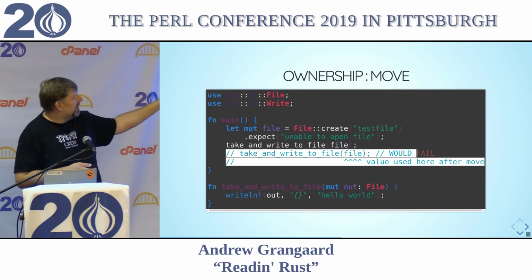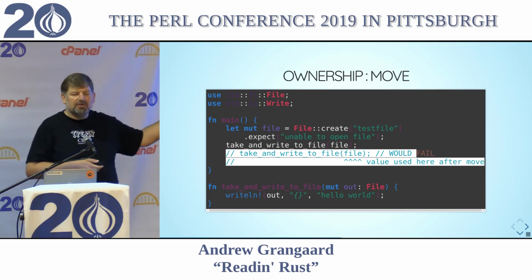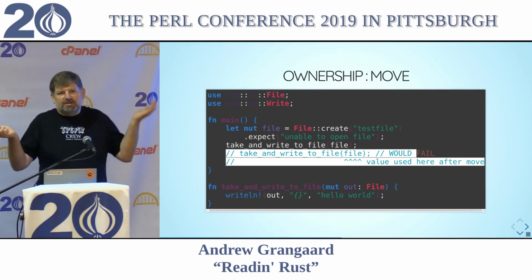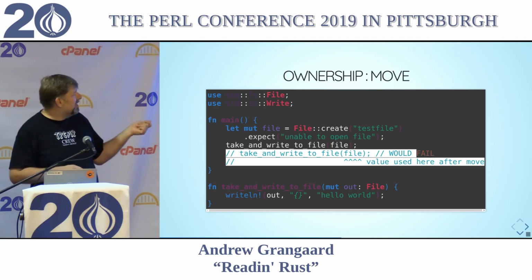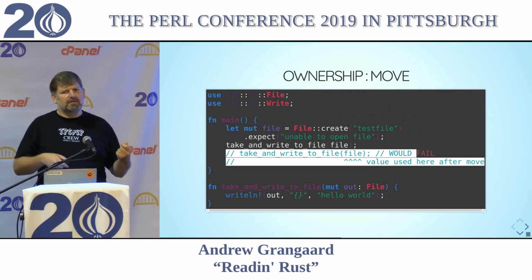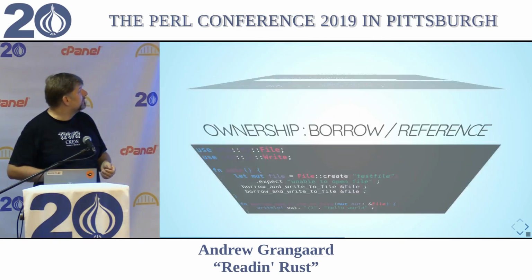If I were to call take_and_write_to_file once, it would work. And if I tried to call it again, it would explode and say, you don't have file. Why are you trying to call me with file again? And it would happen at compile time. You would actually get a pretty useful message that says, whoa, you tried to move a value you don't have at this point, that you moved at this previous point. Maybe you want to do something else.